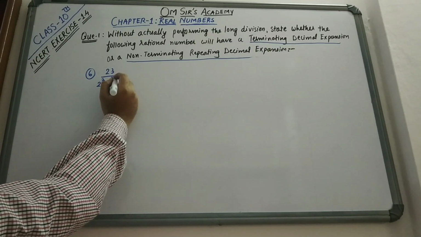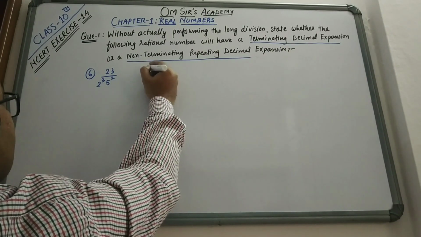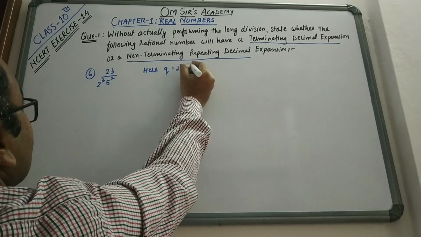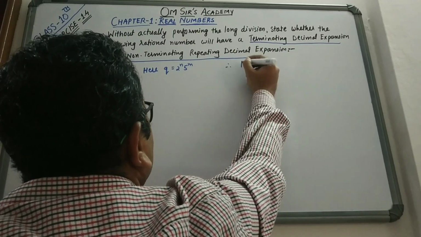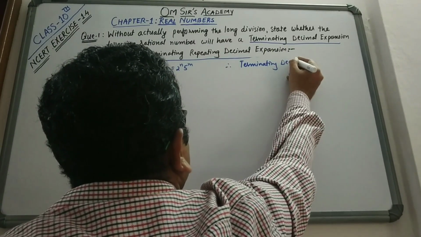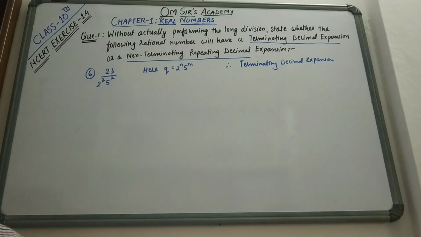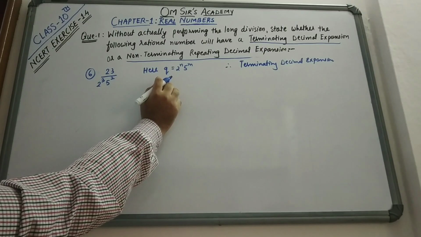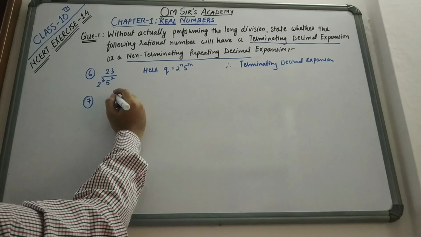The number itself suggests that it is a terminating decimal expansion. So here we can say q is in the form of 2 raised to n and 5 raised to m. Okay, so therefore it will have what? Terminating decimal expansion. Is it clear? You can write the values of m and n also, 2 raised to n and 5 raised to m.